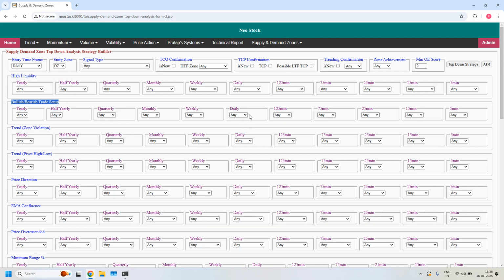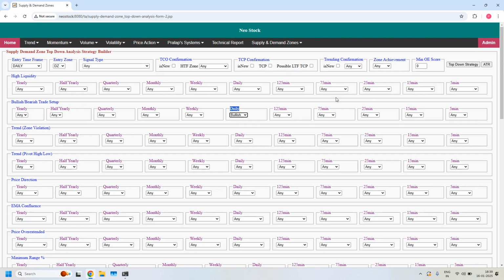In bullish or bearish trade setup at entry time frame daily, I am selecting the value bullish, indicating the software to generate a bullish trade setup for entry time frame daily. That is nothing but monthly income trade. These daily demand zones should not be pierced, but actually you learn the pierced zone strategy. I am allowing pierced zones until the daily time frame. From 75 and below we will filter out pierced zones. But daily is okay, because the pierced zone strategy will be helpful up to the daily time frame.